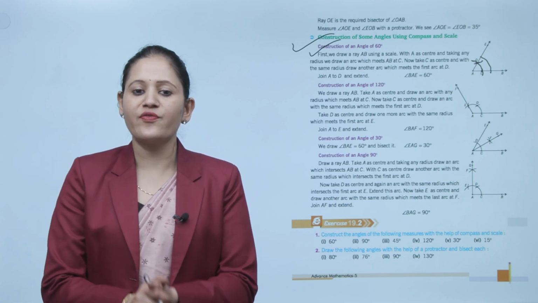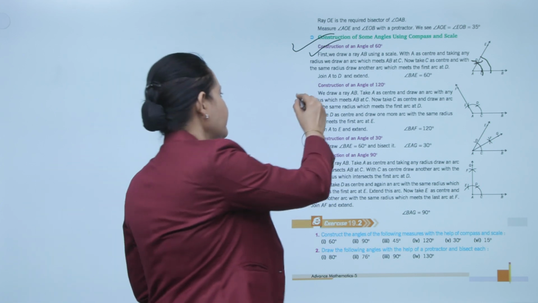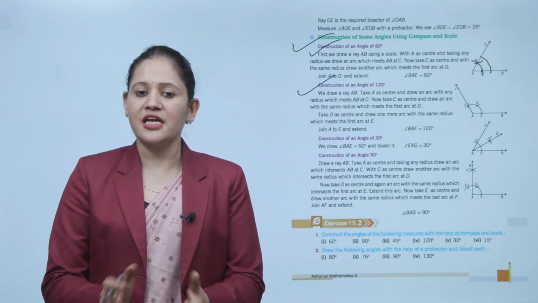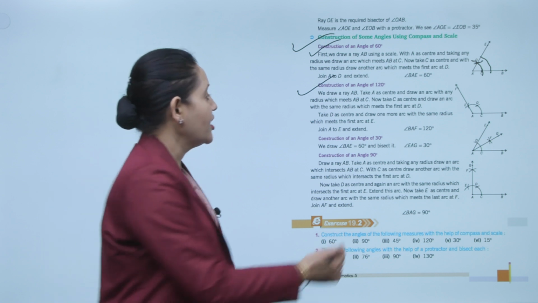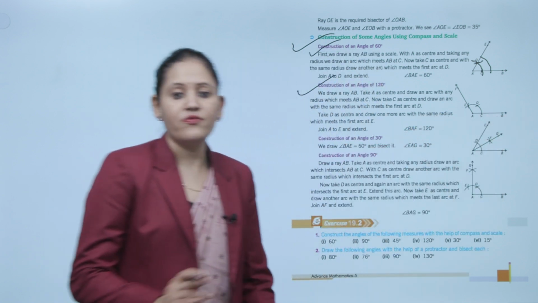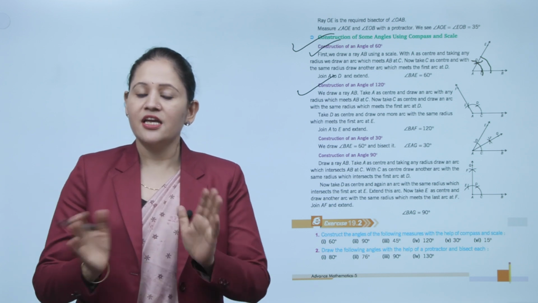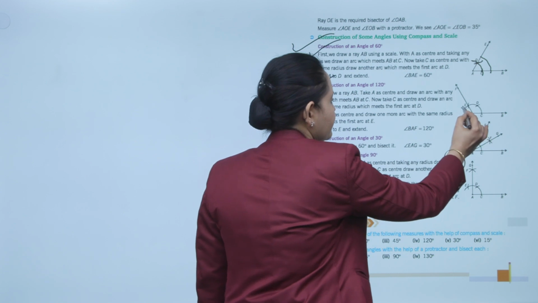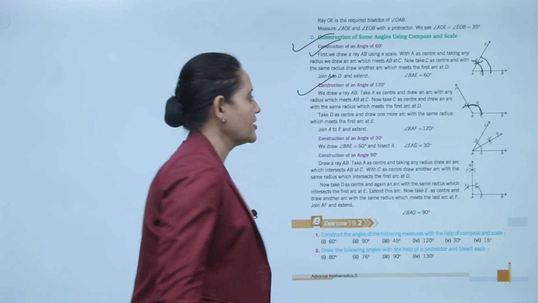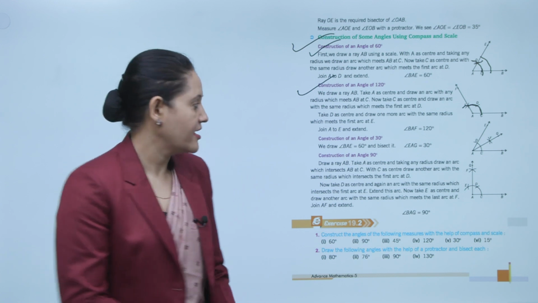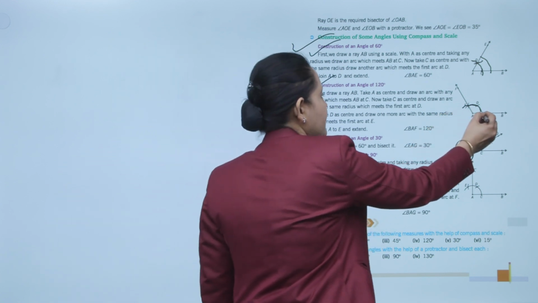Next is construction of angle, that is 120 degree. For that we draw a ray AB. First what will we do? We will draw ray AB. Now we'll take A as a center. Taking A as center we'll draw an arc like this. Clear? That will meet AB at C. So we'll get point C.